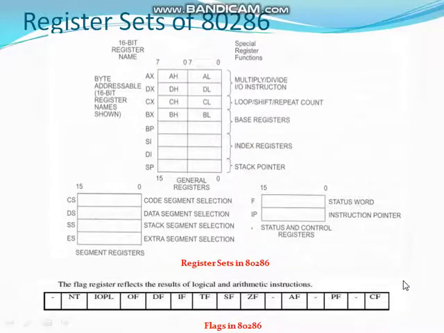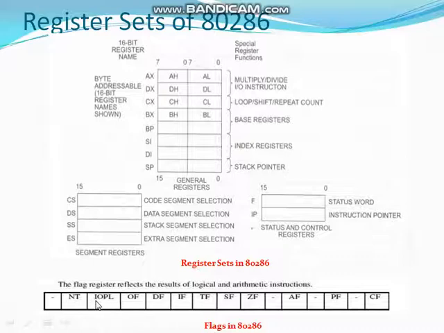This is the general 16 bit flag register of the 286. From bit 0 to, say, bit 11, everyone is aware of these flags: carry flag, parity flag, auxiliary carry, zero flag, sign flag, trap flag, interrupt flag, direction flag, overflow flag. Those we already studied in the 8086. But here there are two extra bits.